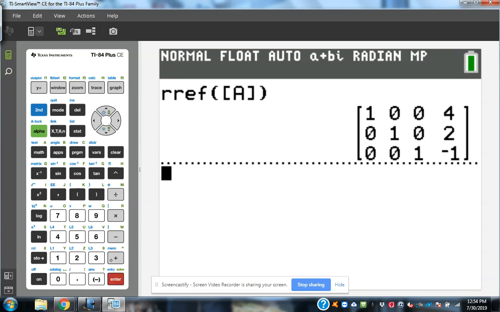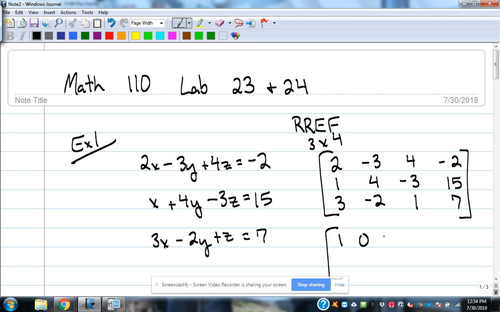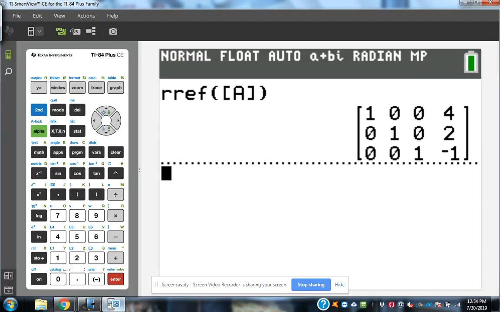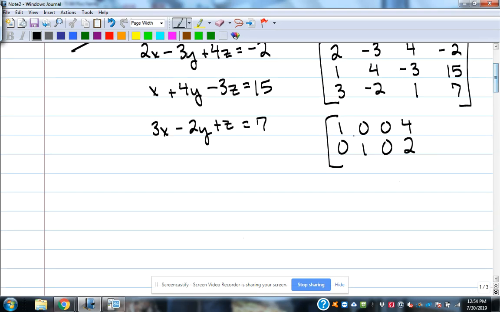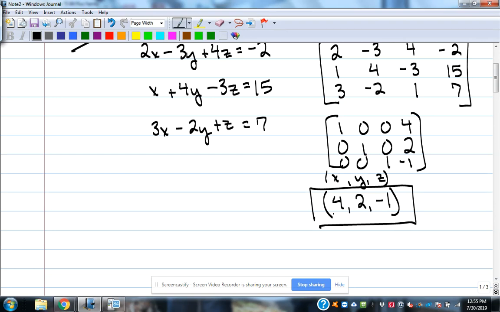Hit enter, and here I get this reduced row echelon form: 1, 0, 0, 4, and then 0, 1, 0, 2, 0, 0, 1, -1. What this matrix tells me is that the first row says x is equal to 4, second row says y is equal to 2, third row says z is equal to -1. So we have an ordered triple of 4, 2, -1. That's x, y, and z. That's how the ordered triple is set up. Solutions to that three variable system of equations are found using RREF with our calculator, which is the way that I prefer that you solve these.